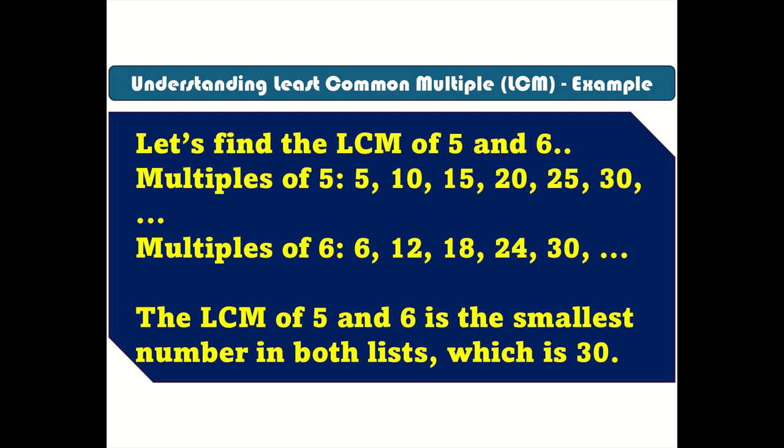Example, let's find the LCM of 5 and 6. Multiples of 5 are 5, 10, 15, 20, 25, 30. Multiples of 6 are 6, 12, 18, 24, 30. The LCM of 5 and 6 is the smallest number in both lists, which is 30.